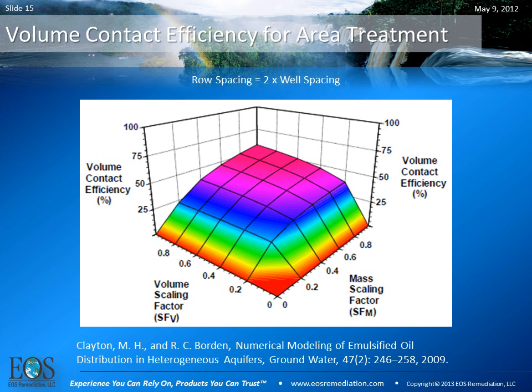Now when you change the row spacing to be 2 times the well spacing, you can see that the contact efficiency overall dropped slightly. So it went from around 75 with the highest mass and volume scaling factors, and it dropped down to just above 50. And so that gives you an idea that as you space your wells further and further apart, you get worse distribution, and of course your contact efficiency then drops as well.